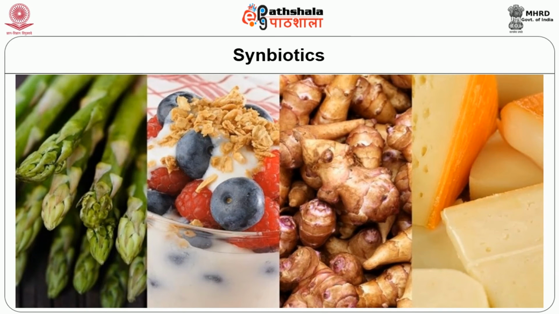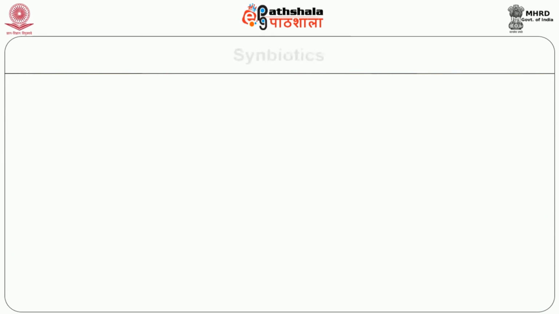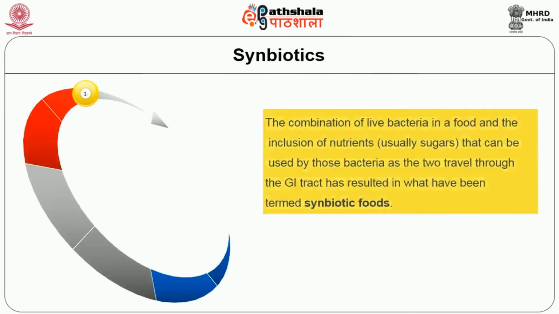So far we have been talking about prebiotics, and in the earlier class we have been discussing about probiotics, and you know that both are interlinked, and now both together are existing in some foods. The combination of probiotics and prebiotics together is called synbiotics. What are synbiotics? The combination of live bacteria in a food and the inclusion of nutrients, usually sugars, that can be used by those bacteria as the two travel together in the gastrointestinal tract has resulted in what is termed as symbiotic foods. I hope you understand this.